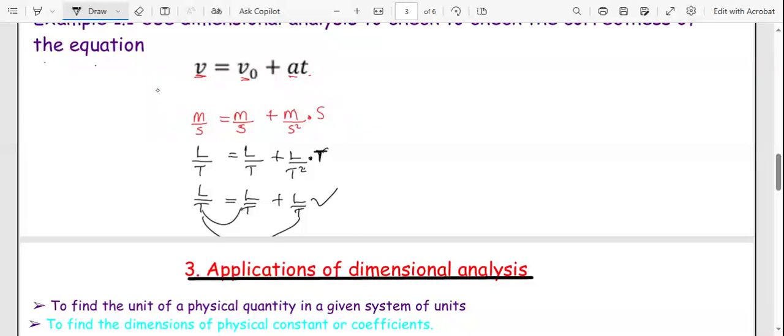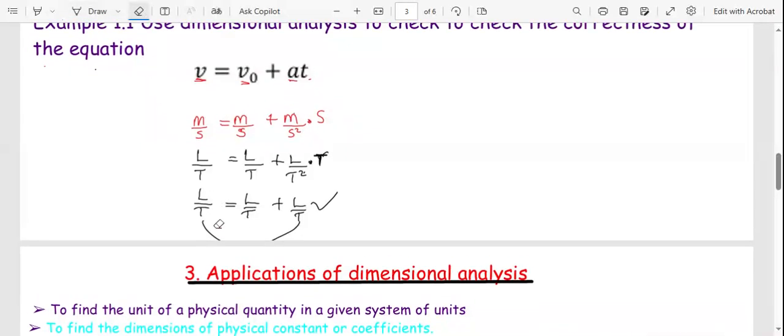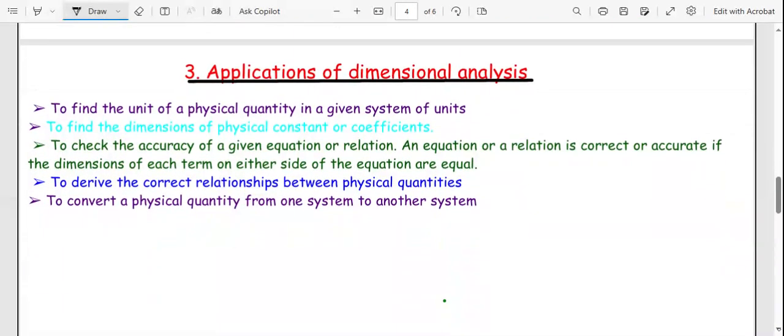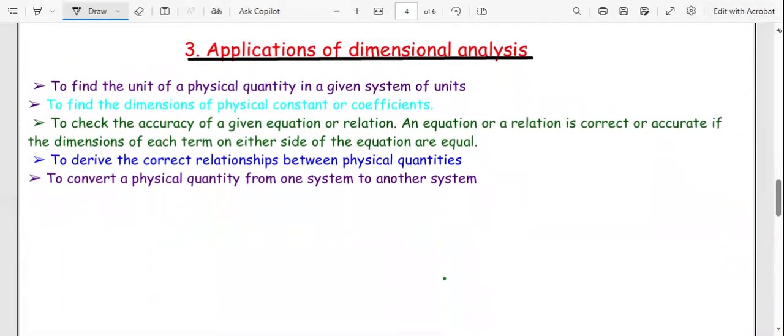In fact, we'll be using this concept to relate what we want to find, to find an equation. I'll discuss that under applications. So that's how homogeneity works. We can check whether the equation is dimensionally correct or not. The equation should give both sides the same.